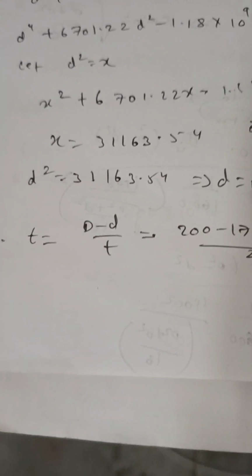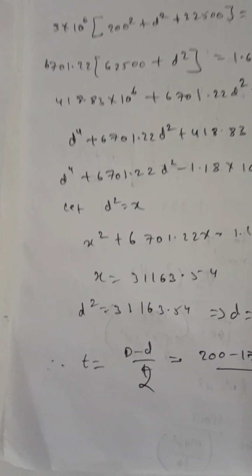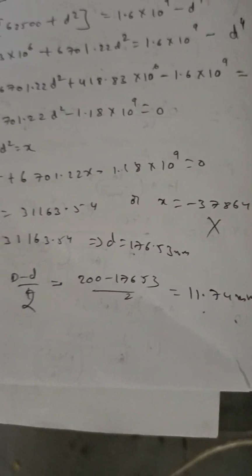So we got d, so we can calculate t. So t equal to (capital D minus d) by 2. It is not t, it is 2. So 200 minus 176.53 would put 11.74 mm. Thank you.